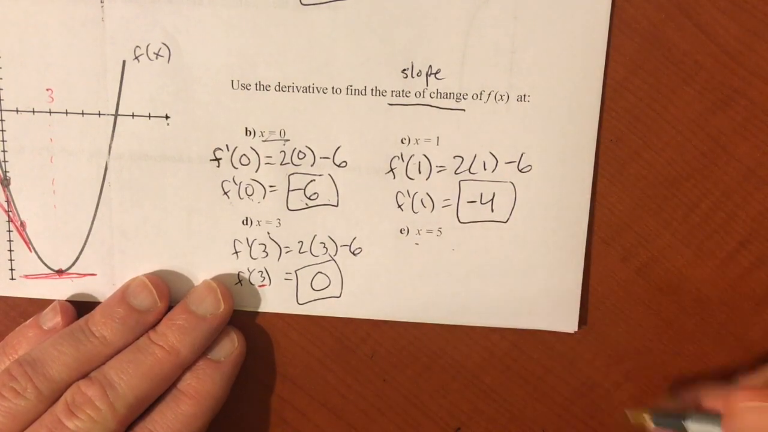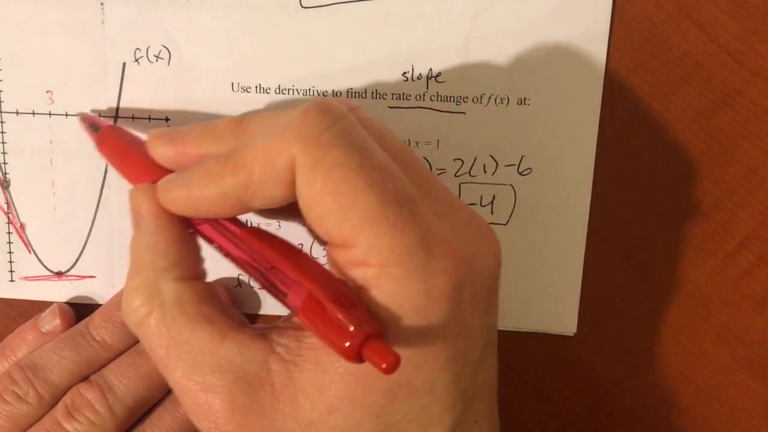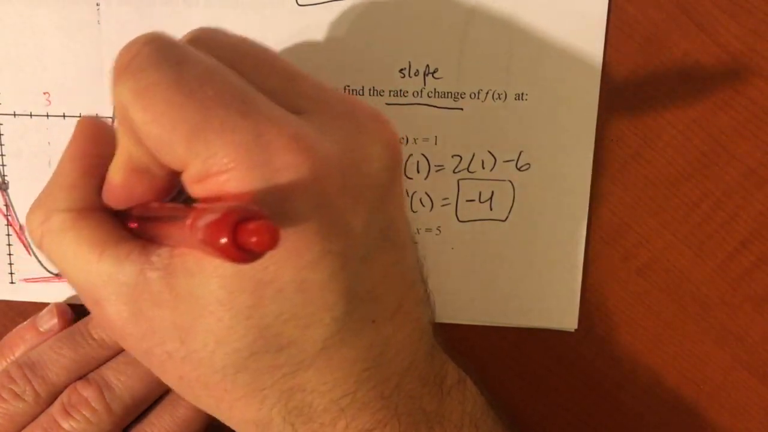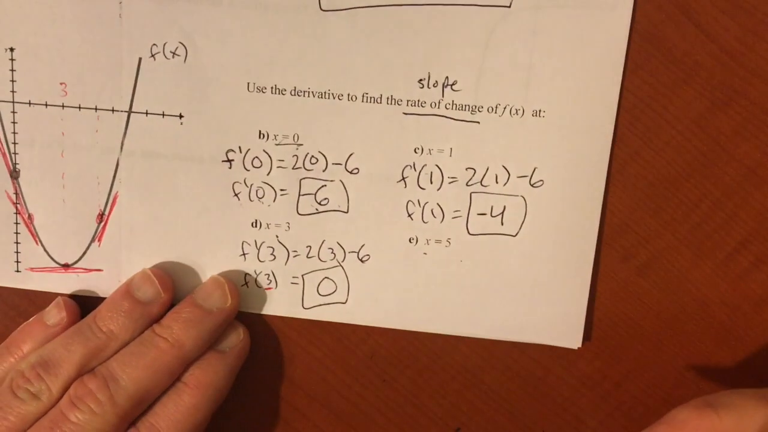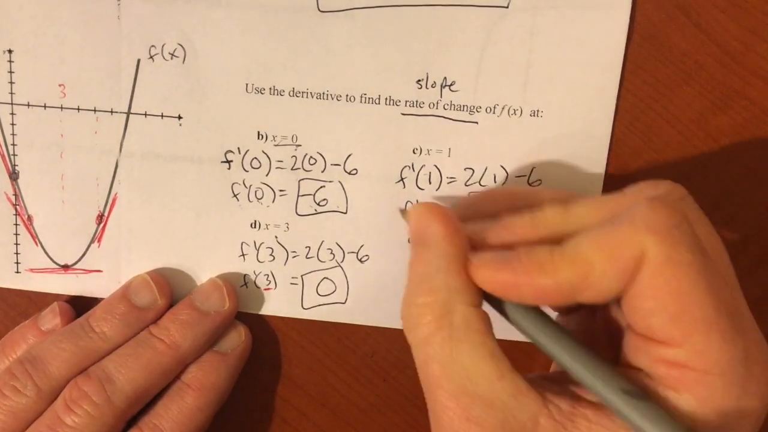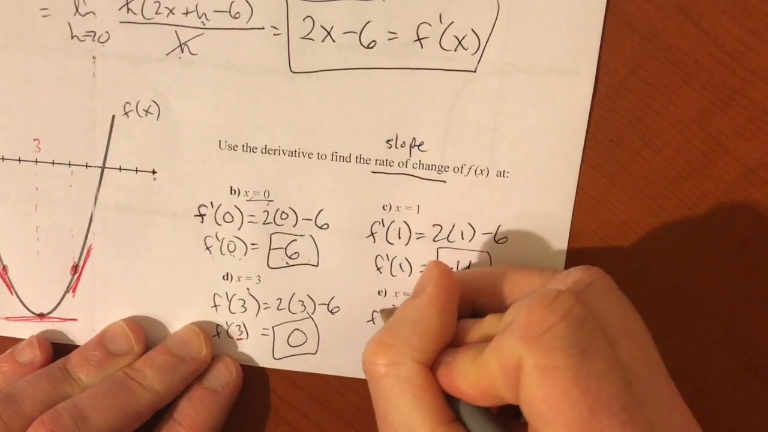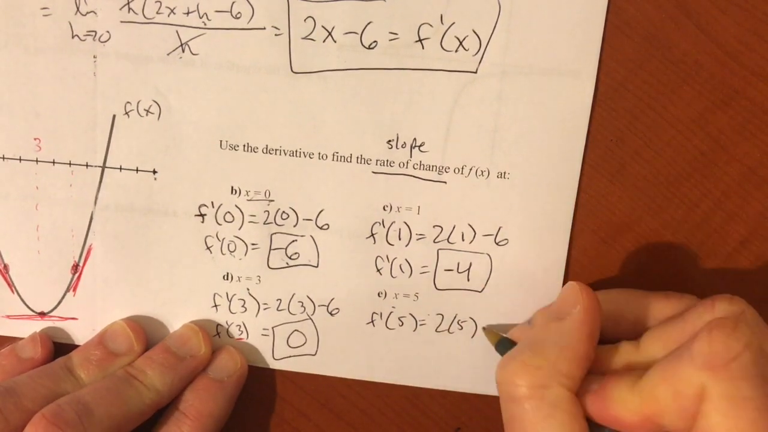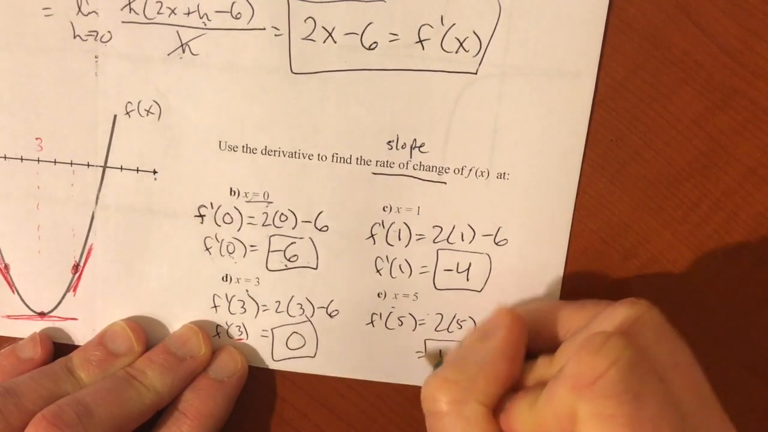You want the slope at 5, and that's going to be over here, 4, 5. That would be right about here on the curve. Definitely going to be some positive slope. What is it exactly? Hey, just go to this derivative function, plug 5 in. 2 times 5 minus 6, that's 10 minus 6, that's 4.